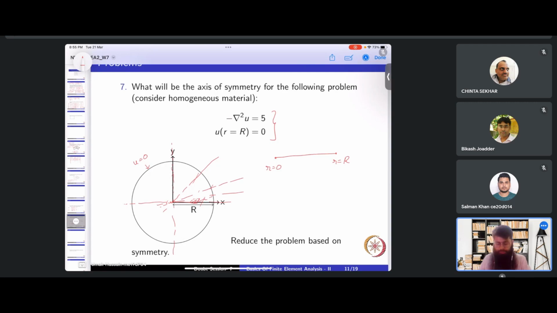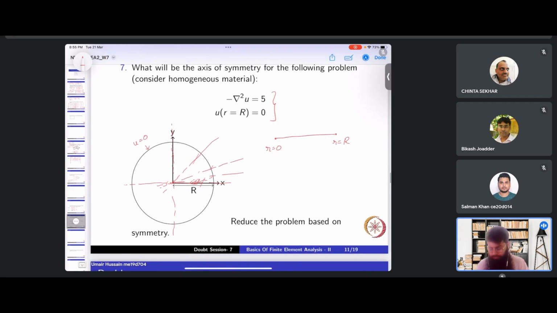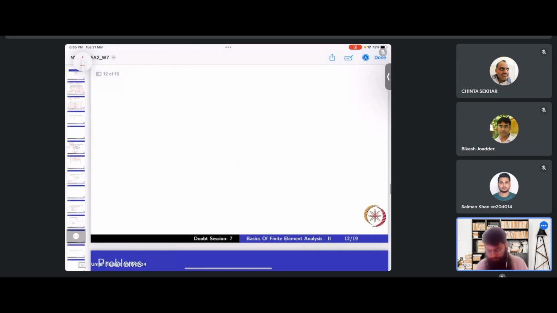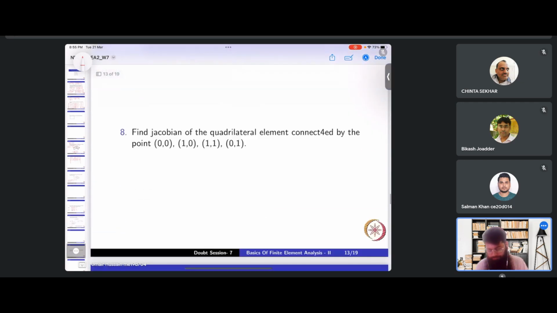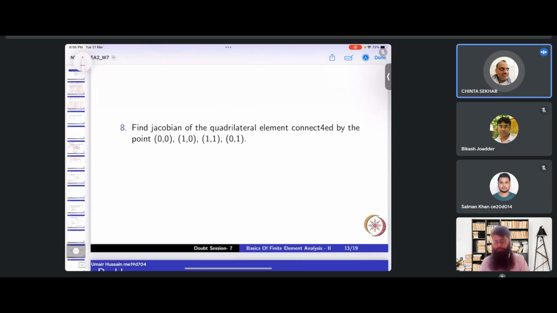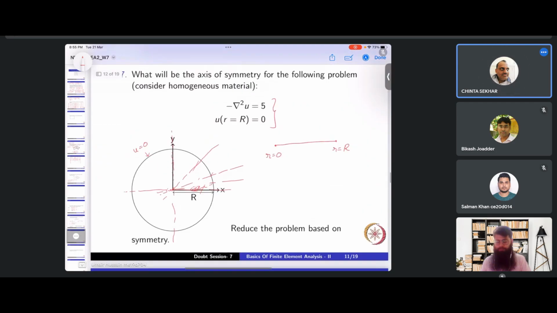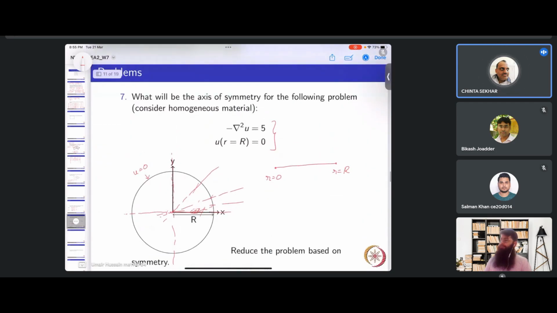Okay, so this is how such a problem can be reduced. I hope this was clear. So now, what is the answer? Infinity.